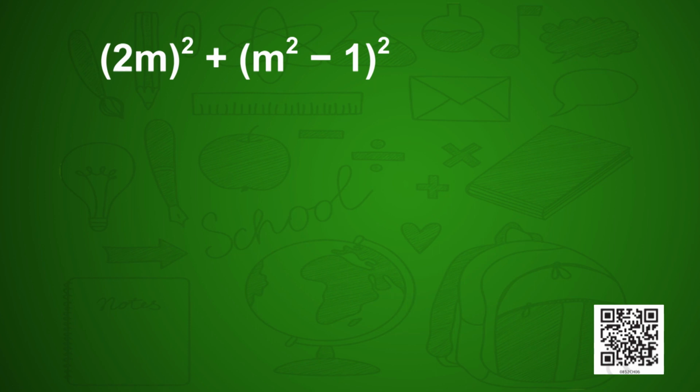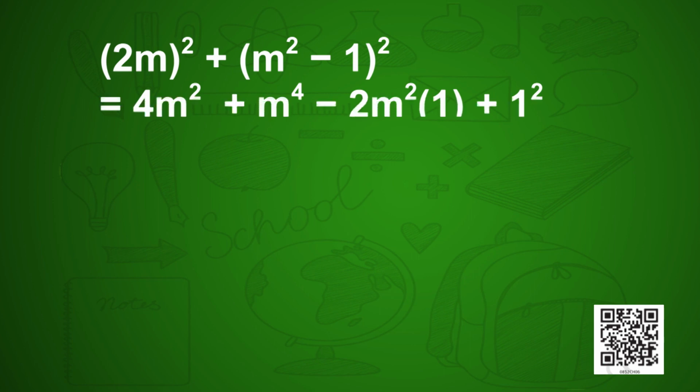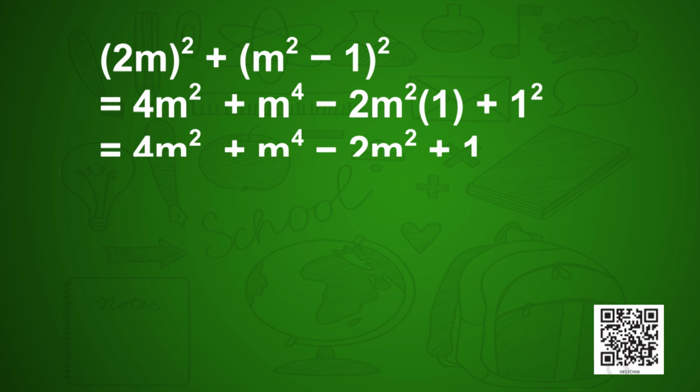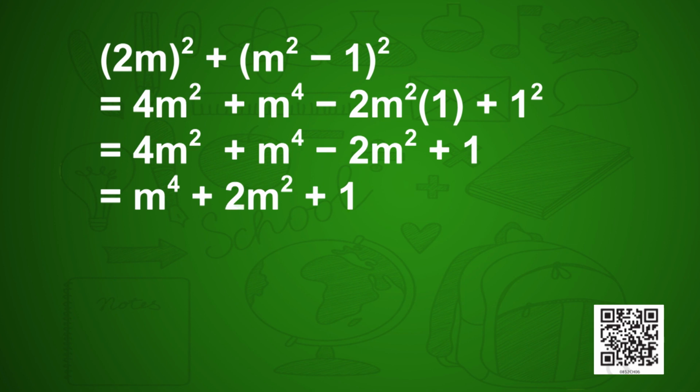Observe that (2m) whole square plus (m square minus 1) whole square is equal to 4m square plus (m square minus 1) whole square, which is going to be m to the power of 4 minus 2 times m square times 1 plus 1 square. This is by the identity (a minus b) whole square is equal to a square minus 2ab plus b square. So now we get 4m square plus m to the power of 4 minus 2m square plus 1.